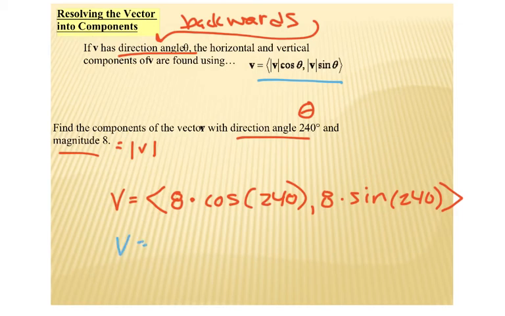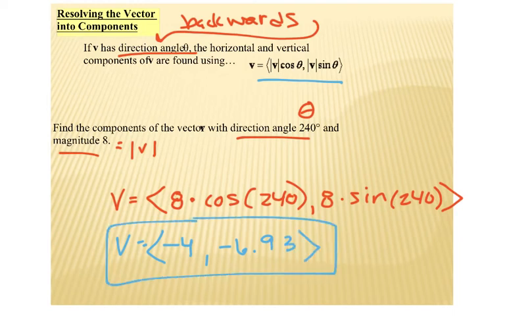Alright, and so as long as we're in degree mode, we have 8 times the cosine of 240, and that's negative 4, and then we have 8 times the sine of 240. And that's negative 6.93. And so those would be the coordinates that would be on this vector.